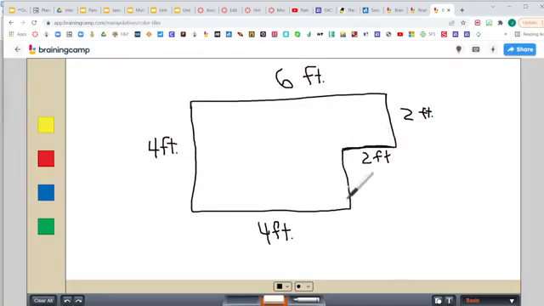Now I need this side over here before I can find my perimeter. So let's check. I've got 4 feet long over here, so that means that this side plus this side is going to equal a total of 4 feet. So I've got 2 plus something equals 4. I know it's 2, so both of these sides ended up being 2.